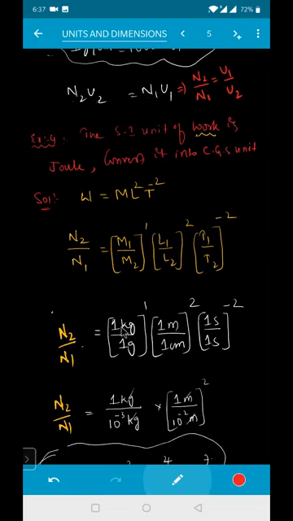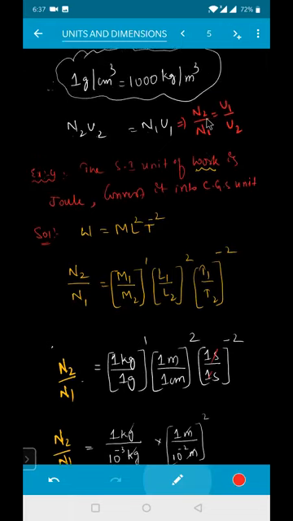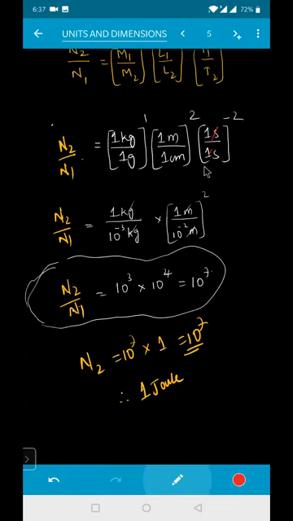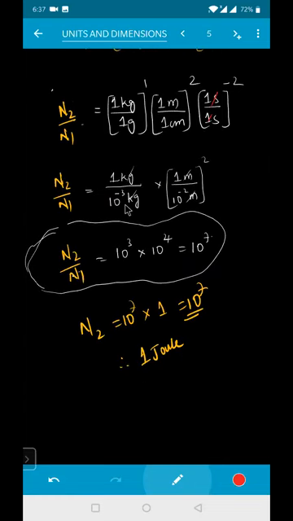So n2 by n1 is equal to, M1 is in the SI system, so it is 1 kg by 1 gram, 1 meter by 1 centimeter, 1 second by 1 second, which will get cancelled. So this will be equal to 1 kg divided by 10 to the power of minus 3 kg, and 1 meter divided by 1 centimeter, converting into meter, 10 to the power of minus 2. So n2 by n1 is 10 to the power of 3, and 10 to the power of minus 2 whole square is 10 to the power of 4, so that is 10 to the power of 7.